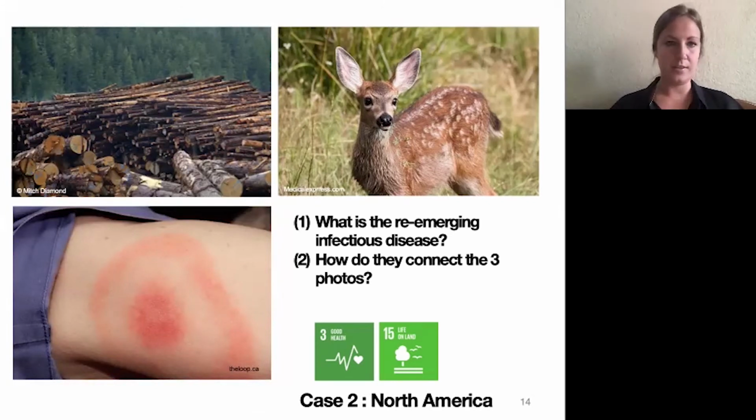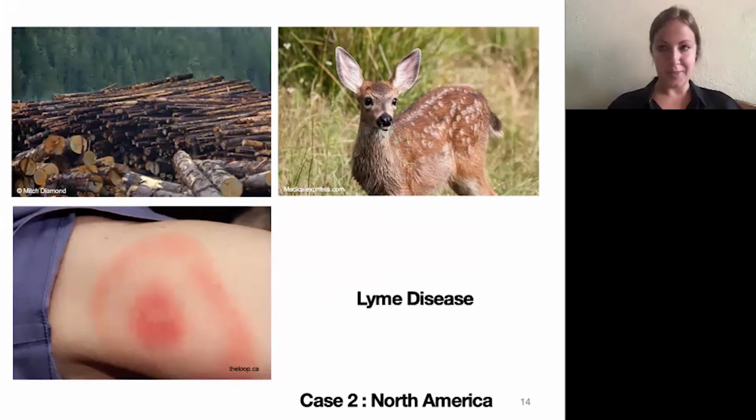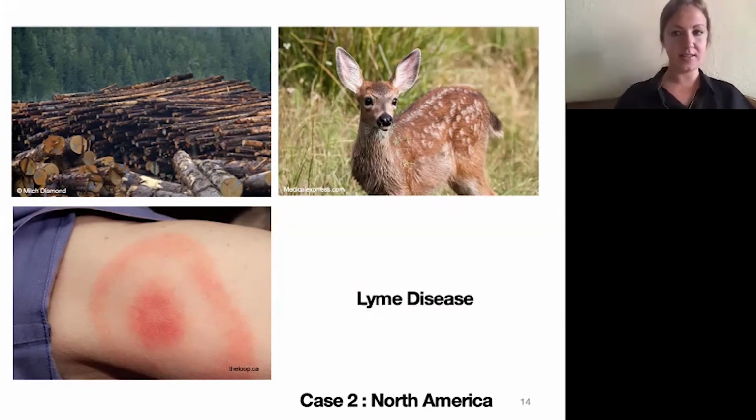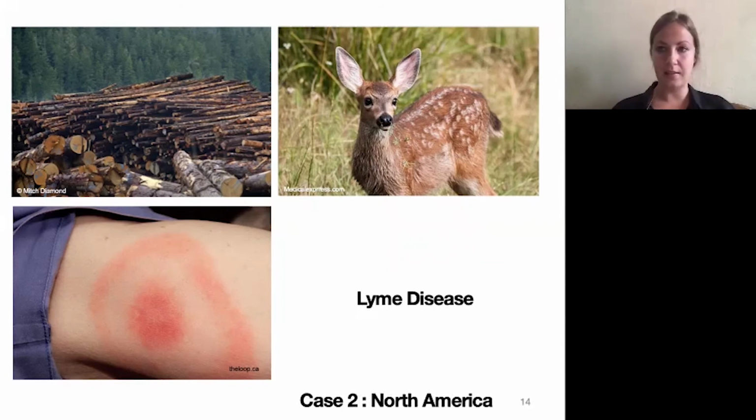So the first photo is deforestation, the second is a deer, and the third is a bullseye rash. So if you're thinking about Lyme disease, you are correct. And this disease is estimated to affect 300,000 people a year in the US and Canada. And a study found that the presence of forests or forest ecosystems was the only variable that consistently elevated the risk of Lyme disease in humans.